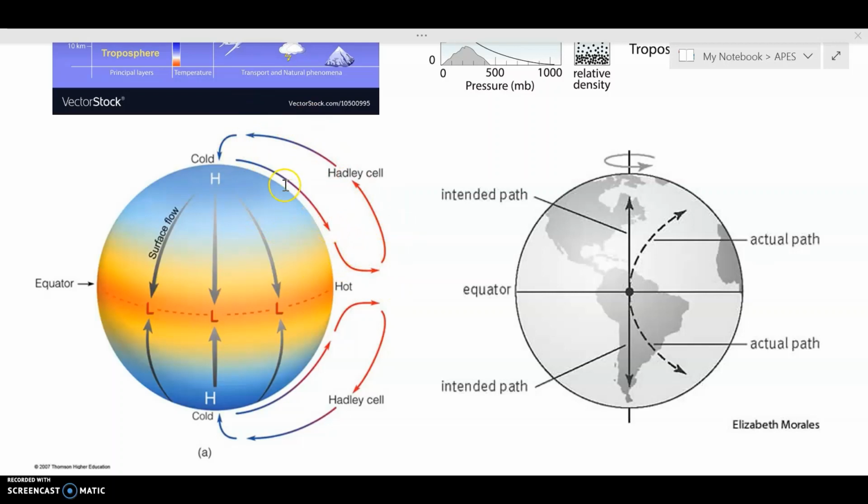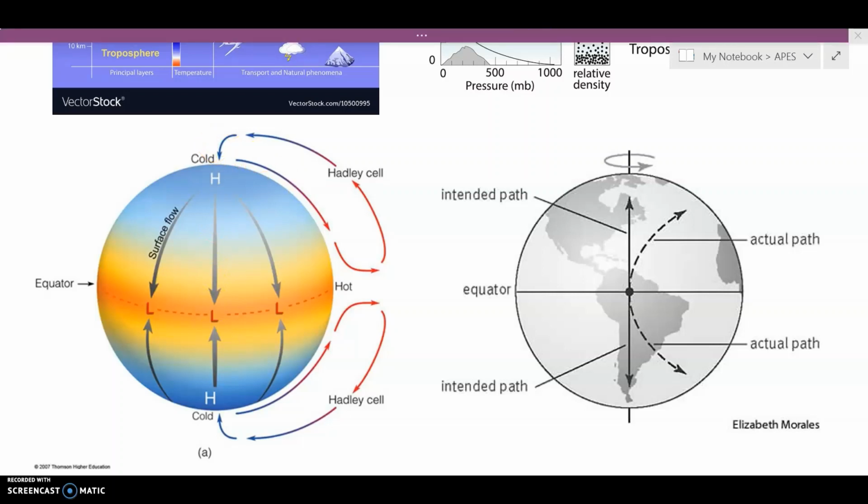This cycle ends up happening in which the hot air near the equator rises and goes towards the pole, and that cold air moves towards the equator. That's pretty much where you get your wind currents from. But if it worked out like this, the wind current should always be flowing in this direction, directly from the poles down to the equator and back. But that's really not how they occur. What actually ends up happening is something called the Coriolis effect.